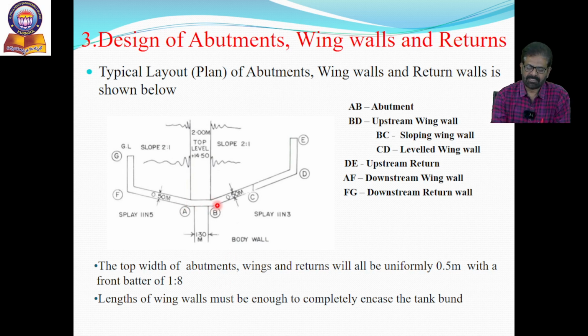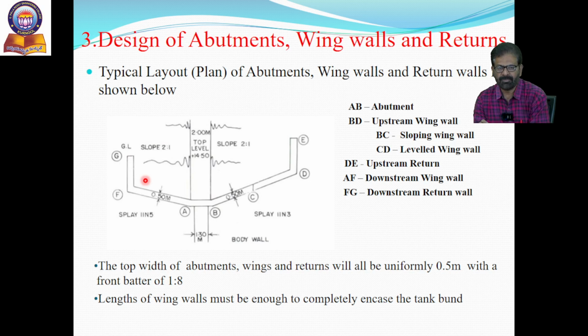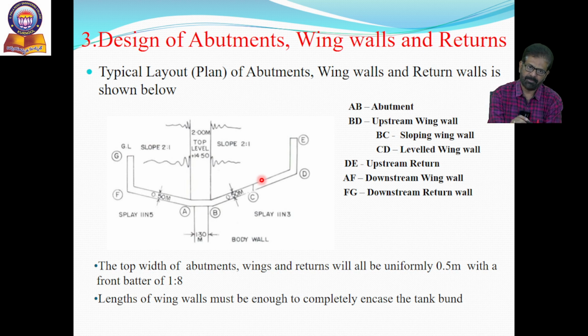So, let us discuss the design of these components, abutments, wing walls and returns. In the present case, we will discuss these three components only. A typical abutment like AB. A typical wing wall, B to D upstream wing wall. Similarly, at the other end also we have one more wing wall on the upstream side. Similarly, on the downstream side, this is the wing wall on one end, and at the other end also we have another wing wall. This is called AF, the downstream wing wall. Accordingly, DE is the upstream return wall, FG is the downstream return wall. I think all these component parts are clear.